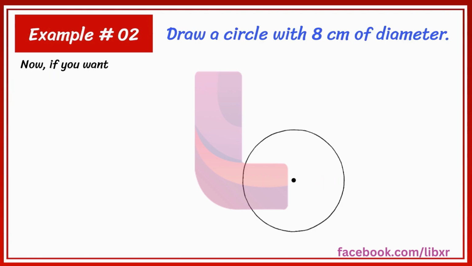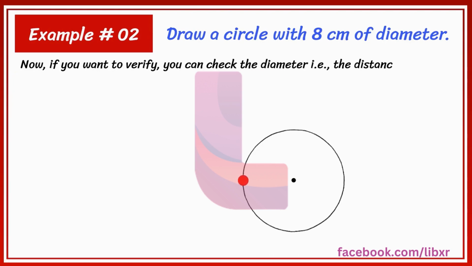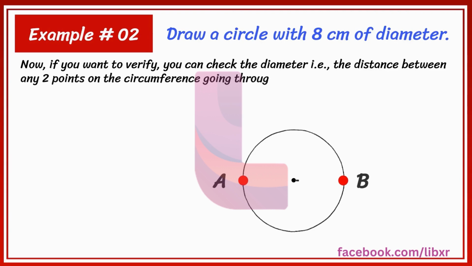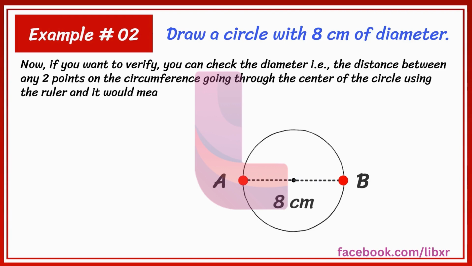Now, if you want to verify, you can check the diameter. The distance between any 2 points on the circumference going through the center of the circle, using the ruler, would measure 8 cm.